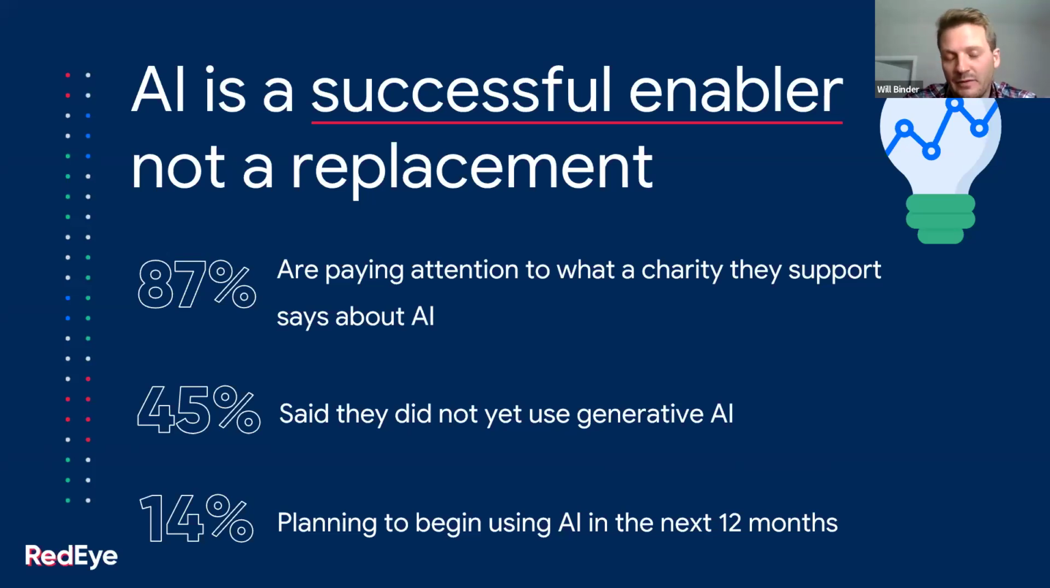About 45% of you have said that you don't yet use generative AI, like large language models such as ChatGPT, and 14% are planning to begin using AI in the next 12 months. Just to break this down, there's two ways that I think it empowers you, and that is to save time through things like large language models.